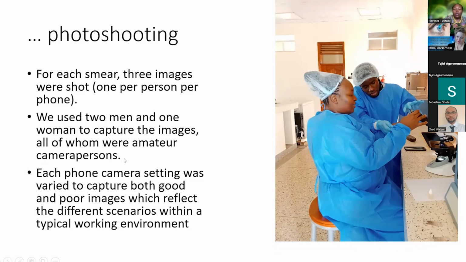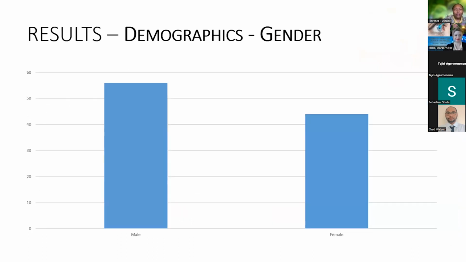And for each smear, we took 3 shots, whereby we tried to take from different angles, from different phones with different capacities or resolutions, and even different people taking. In our research, we used 2 men and 1 woman to capture the photos, and we tried to capture good photos, clear ones, unclear ones, very nice ones, and even some which are just funny.